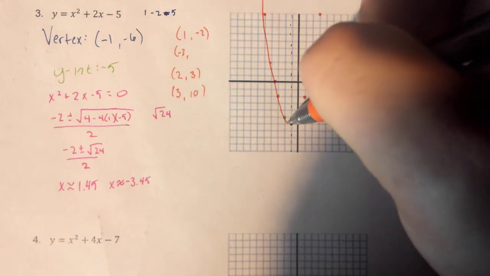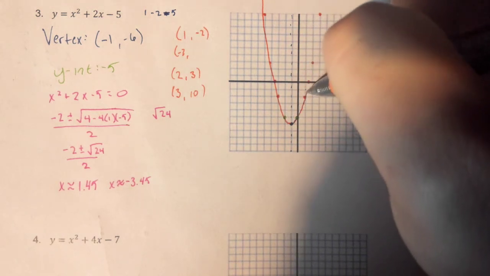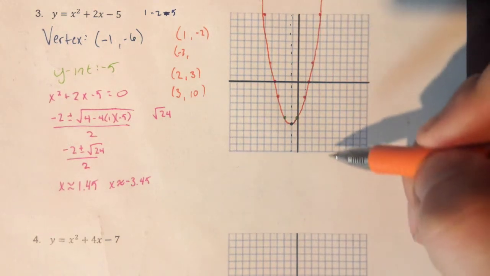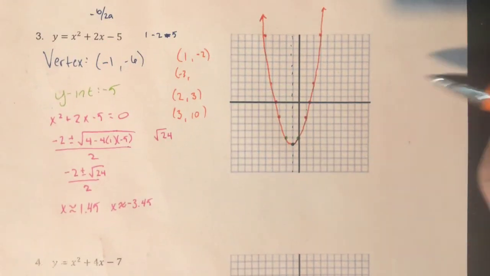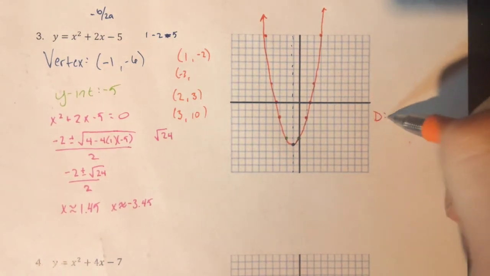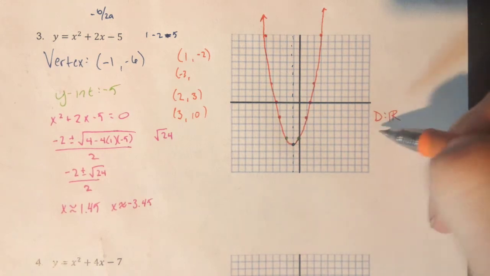Again, try and make that as curvy as you can. Don't make it all rigid and pointy. It's a smooth curve. All right, we've got our parabola plotted. It looks great because we put so many points on it. Domain, you know, is always all real numbers. You can pick whatever x value you want.